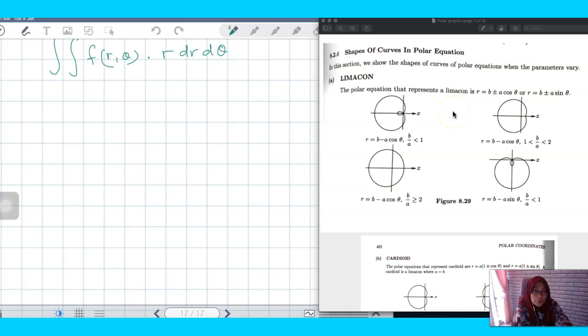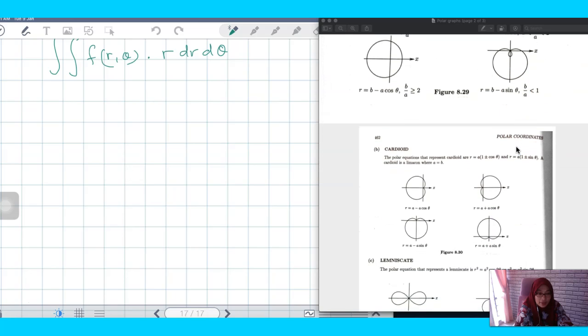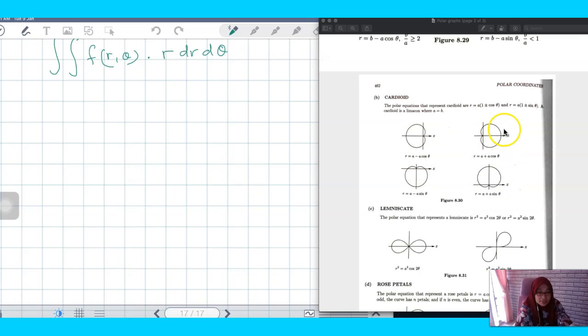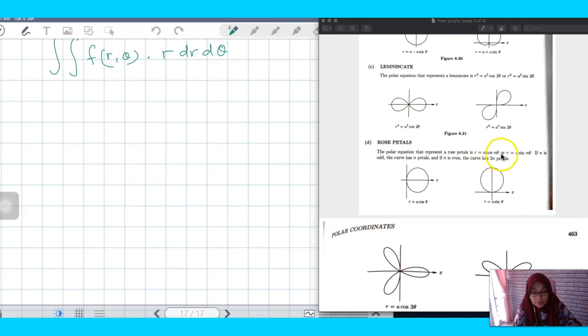Okay, so polar graph. I'm taking this from the book of Engineering Maths 1. So this is the polar graph. We have a limacon, where, as given in general, you have the bean shape, right? And we have a cardioid, just like the heart shape or love shape, and we have a lemniscate, number 8, and we have a rose petal where we have a cos n theta or a sin n theta.